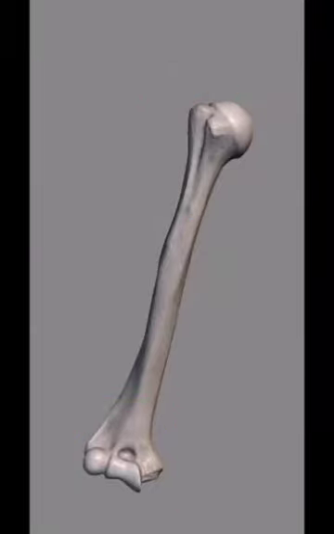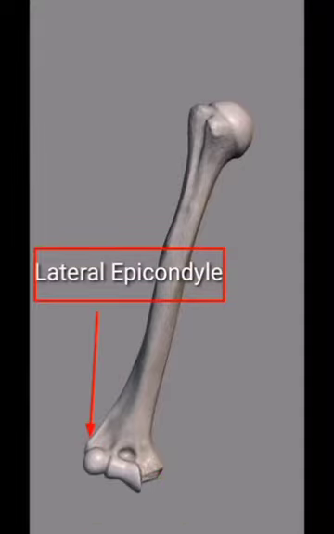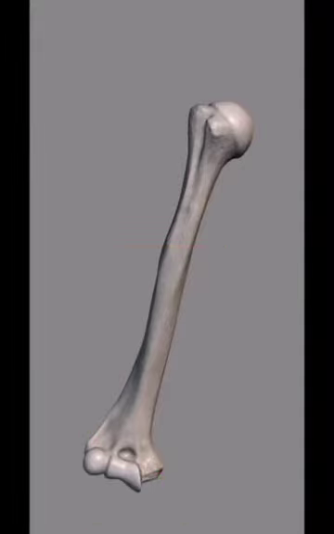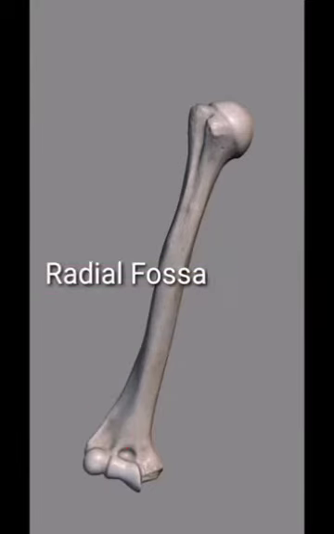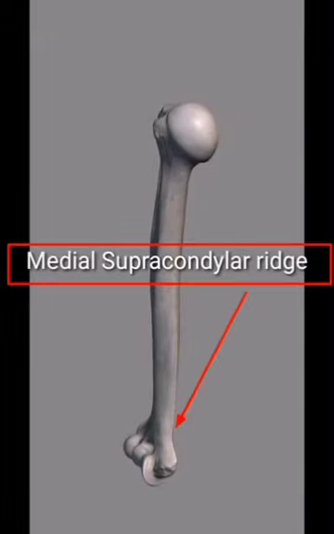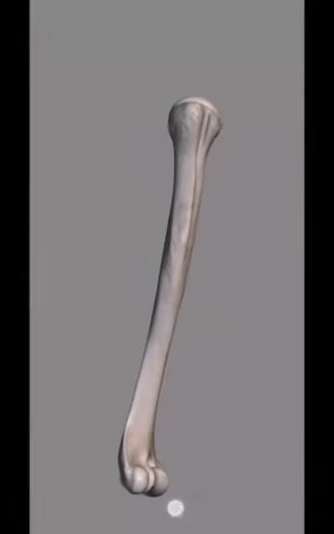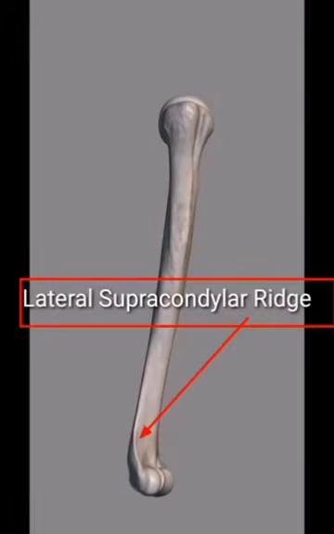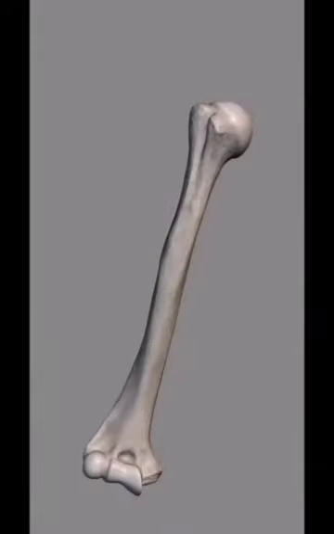Beginning with the distal part, this is the capitulum, trochlea, medial epicondyle, lateral epicondyle, coronoid fossa, radial fossa, medial supracondylar ridge, lateral supracondylar ridge. These are the parts related to the distal part of the humerus on the anterior view.